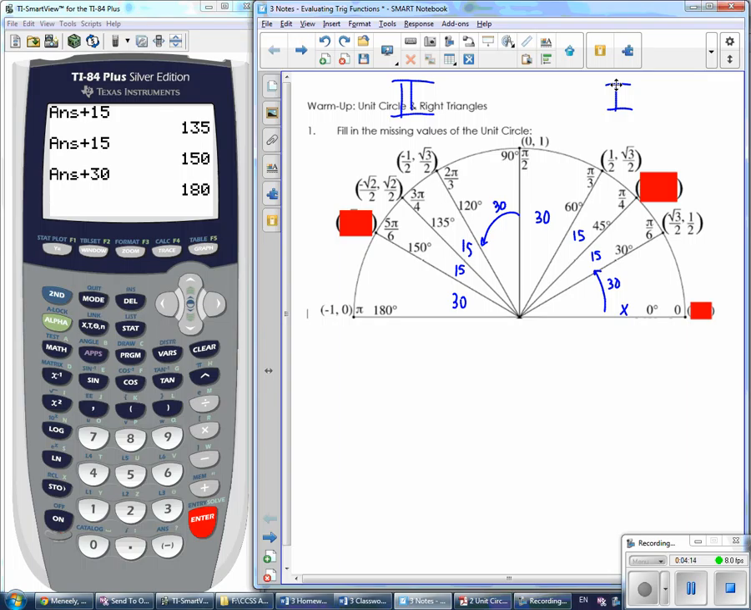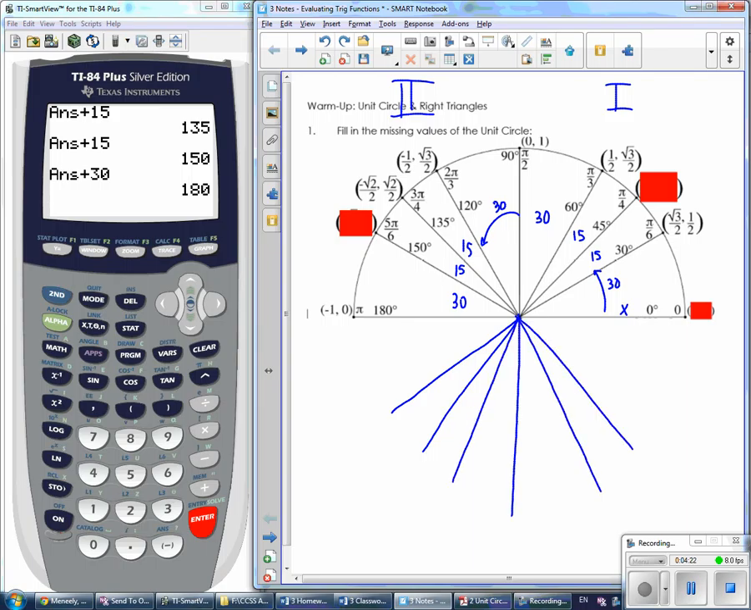If I were to look at the radian measures down here in this quadrant, this is going to be another one, because I'm going to go in order. It's going to be pi over 6. This is going to be over 4.